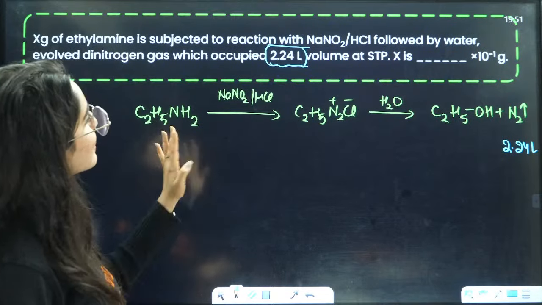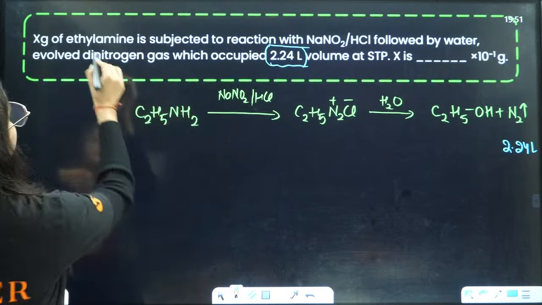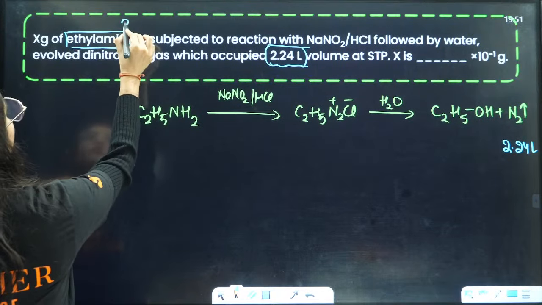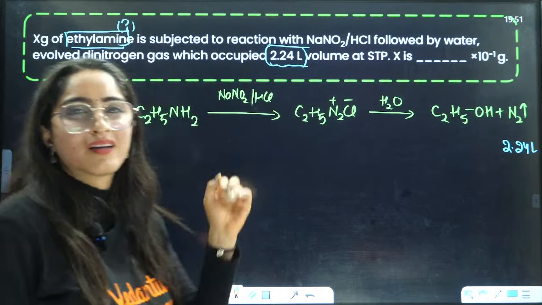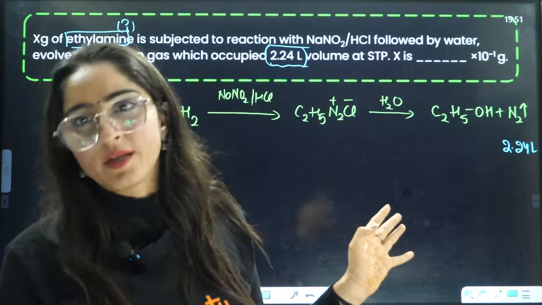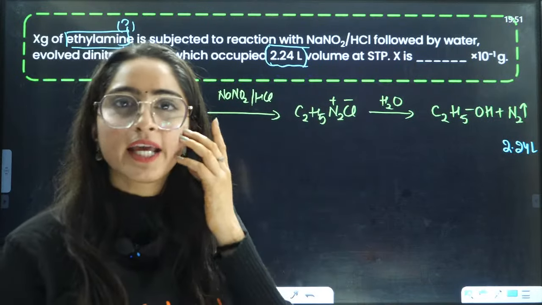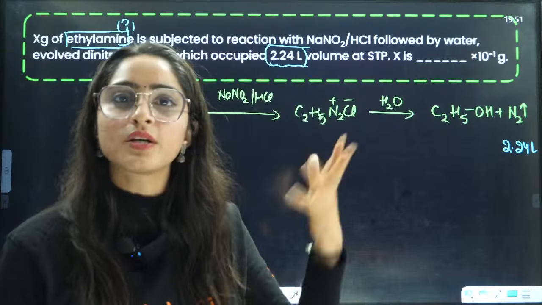Right? They are asking you X is. That means they are asking you the amount of ethylamine. Guys, we have to apply mole concept here. Right? It's just that they have mixed two things. In organic chemistry, they have mixed mole concept.